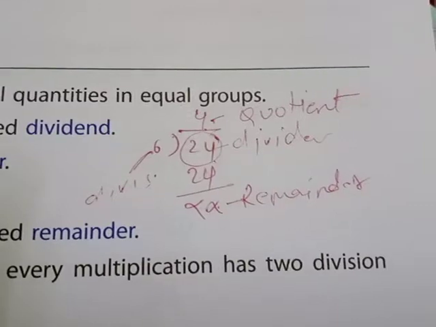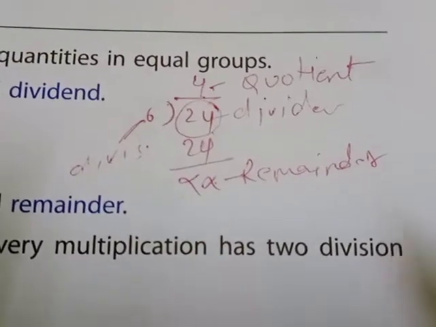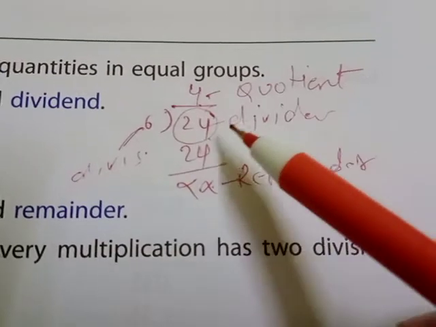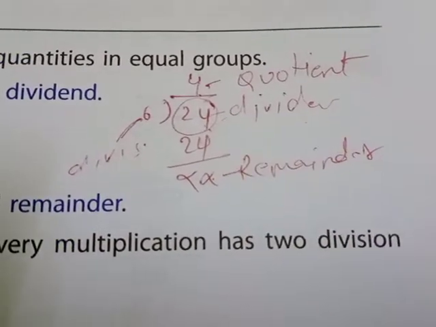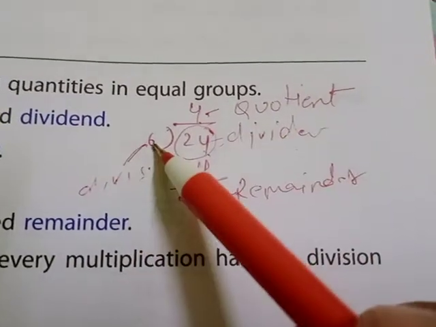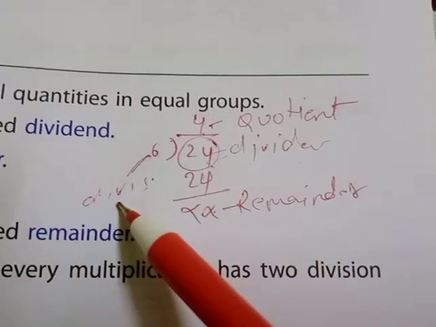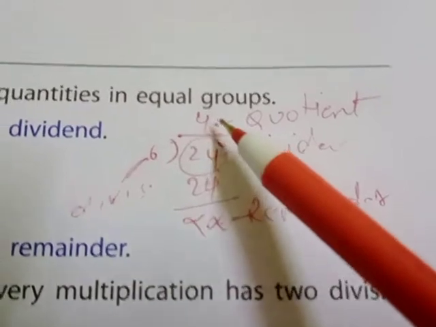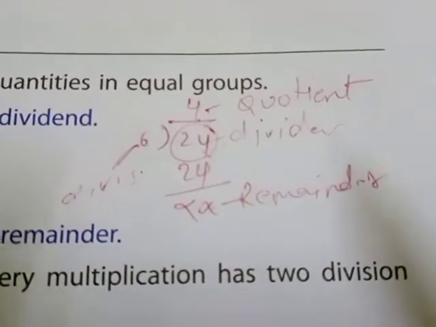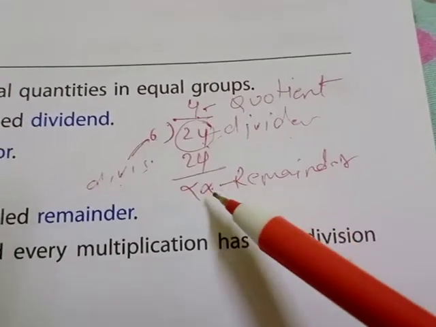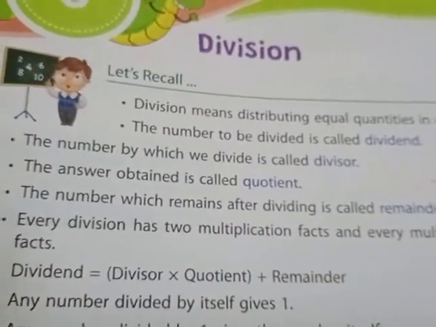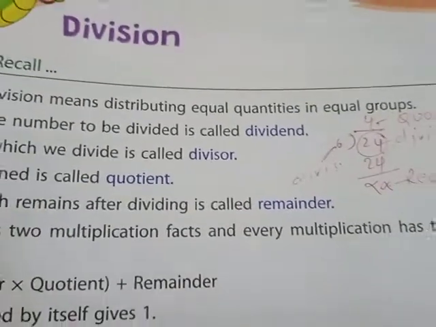All 4 terms, what are they? First one is the dividend. What is the dividend? Which number we have to divide. Then we have the divisor. By which number we have to divide. Then we have the quotient. Quotient means the answer which we get. And then we have the remainder, means at last whatever is remaining is known as the remainder. So these are your 4 very important terms to be kept in mind.